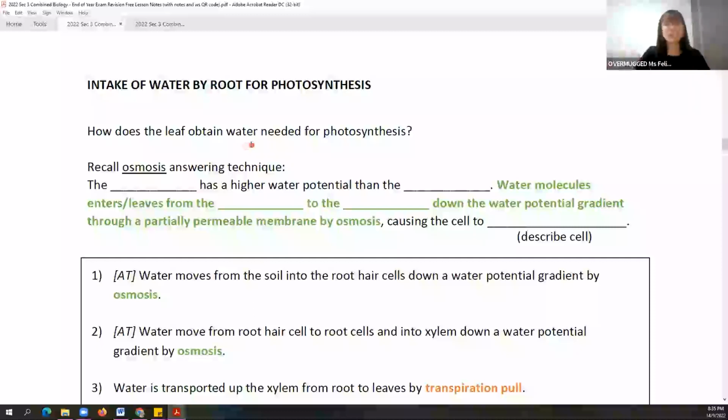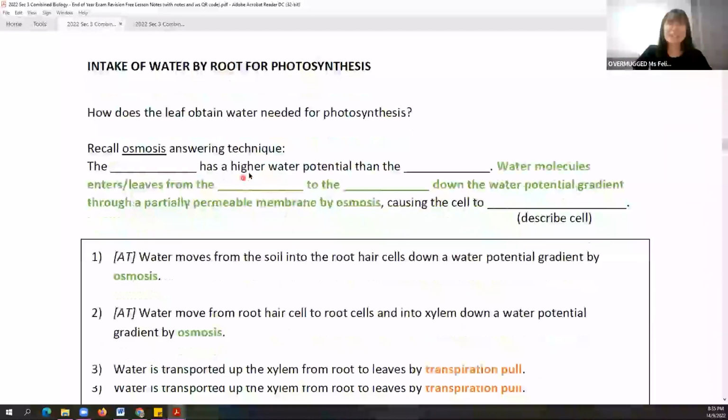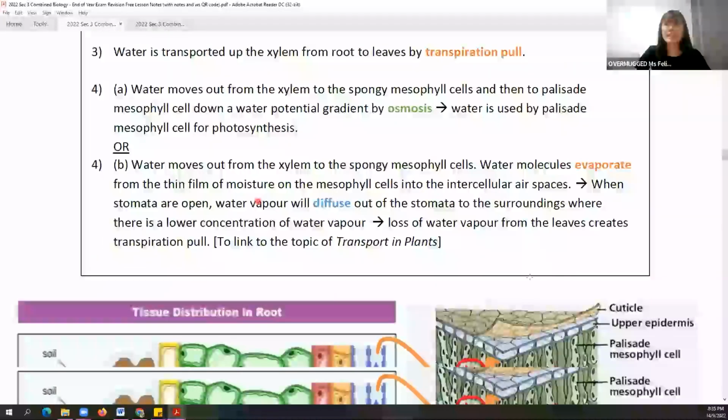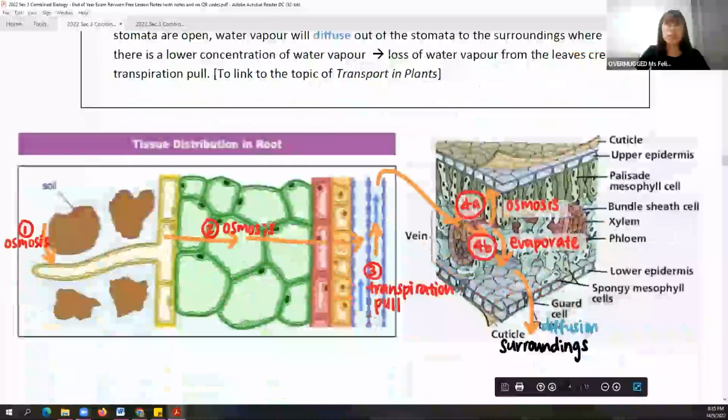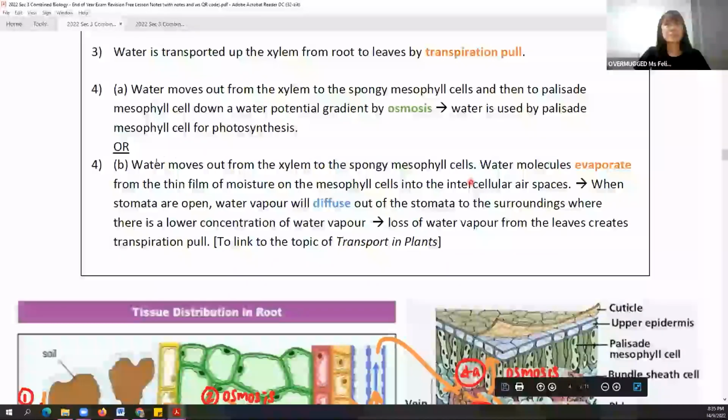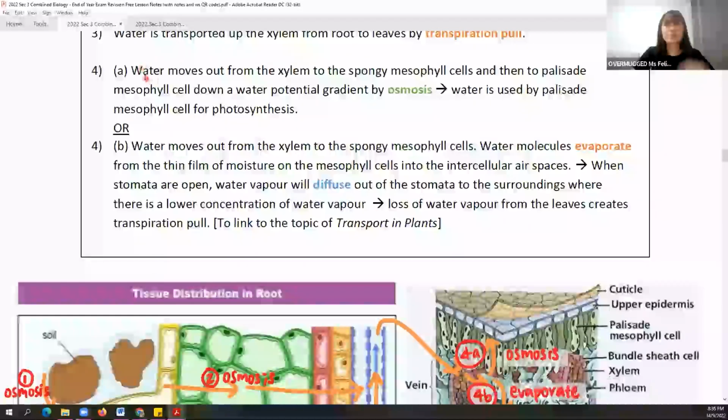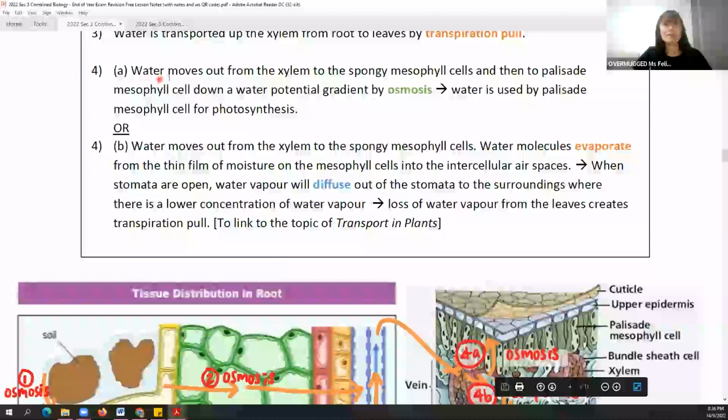Yes, correct. So you answer yourself. Very good. So the answer is water vapor. All the gas that are moving will be water vapor for this question. So that's why, as you can see over here, for 4A, which is go to the palisade mesophyll for photosynthesis, you just continue, right?